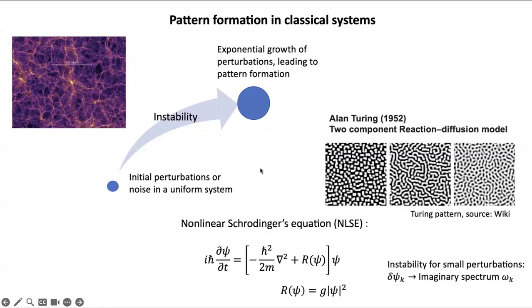And in this talk, I'm going to tell you that even in quantum mechanics, even for a Schrodinger equation, once you add some nonlinearity in there, you would also have this kind of pattern formation. So I'm going to tell you what that is.